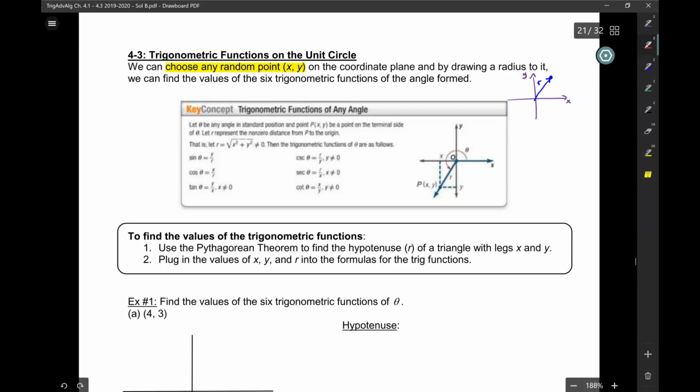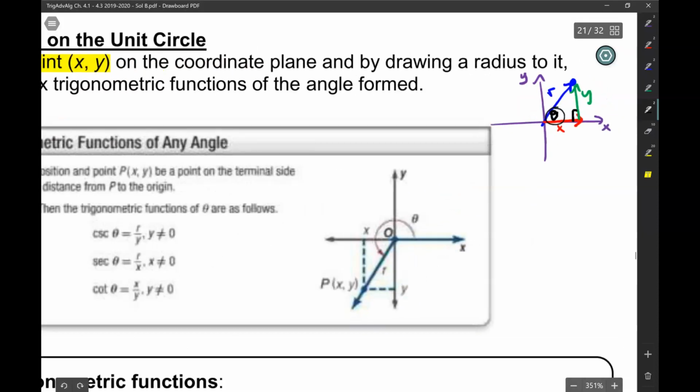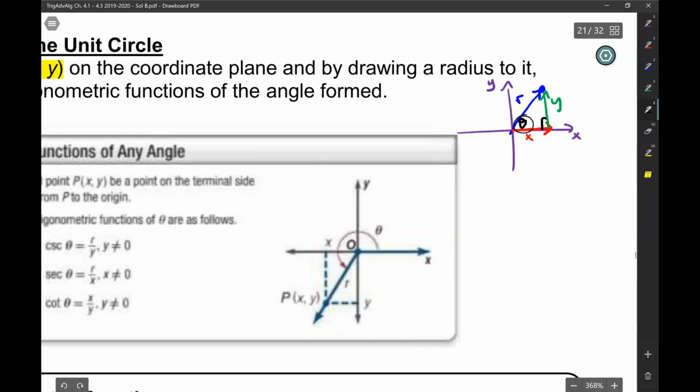Now, how do I get to that point? I can go horizontally a little bit, x amount. I can go vertically a little bit, y amount. And you notice this is a right triangle. I can put an angle theta there, and I can find sine, cosine, tangent of theta. Now, the way to find these trig functions actually boils down to a couple of formulas, which we can come up with on our own.